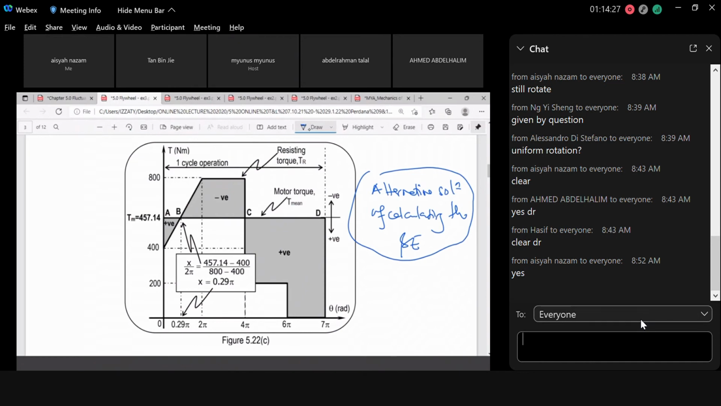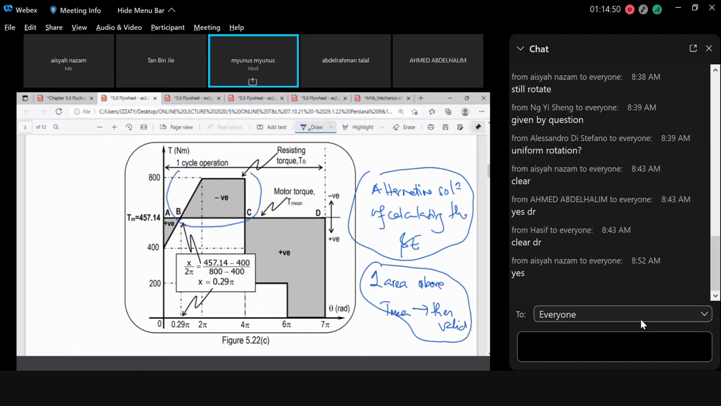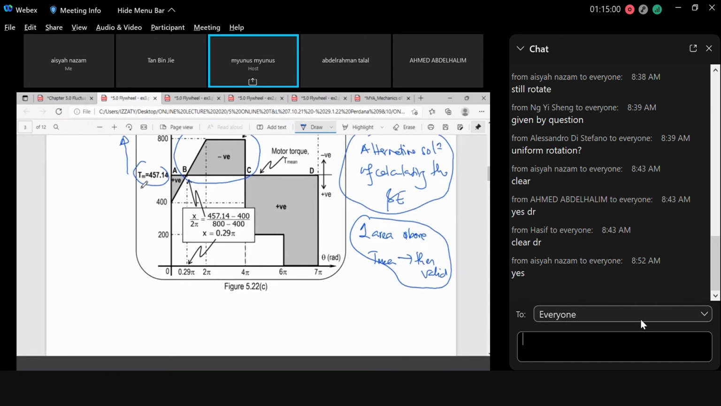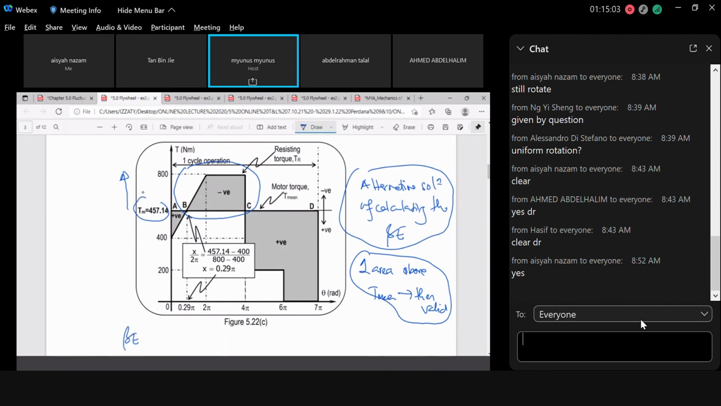Okay, now, look at here. What is our theory just now? We say that when you have one area above T-min, then it is valid. So look at here, you have only one area above T-min. This is your T-min. So it is valid. If you want to find beta E, beta E is equal to the area under the curve.